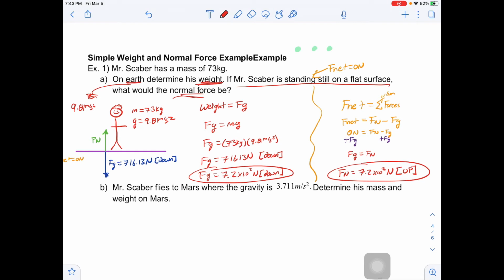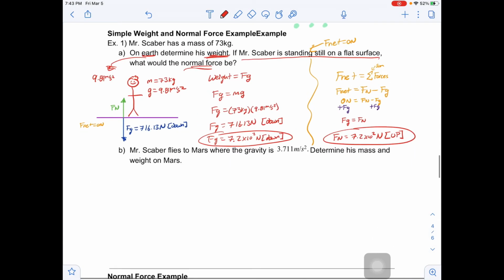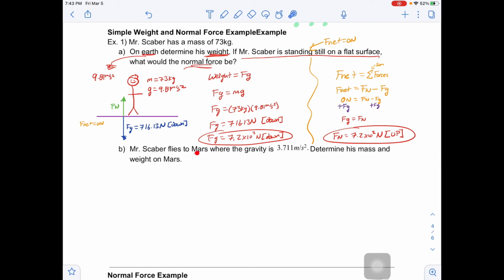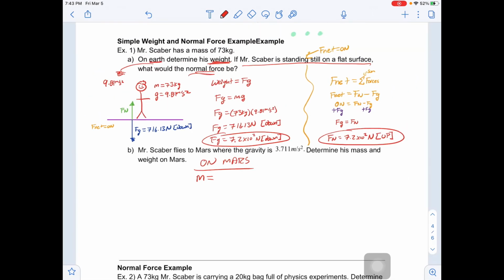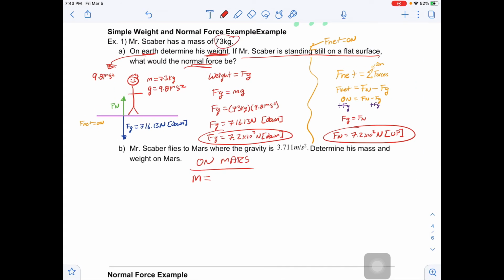Let's look at B here. Mr. Skaber flies to Mars, where the gravity is 3.711 meters per second squared. Determine his mass and the weight on Mars. So on Mars, what would my mass be? Well, my mass isn't going to change. Remember, that's a fixed quantity as long as I eat relatively the same every day. It's not going to really change. It'll always be 73 kilograms.